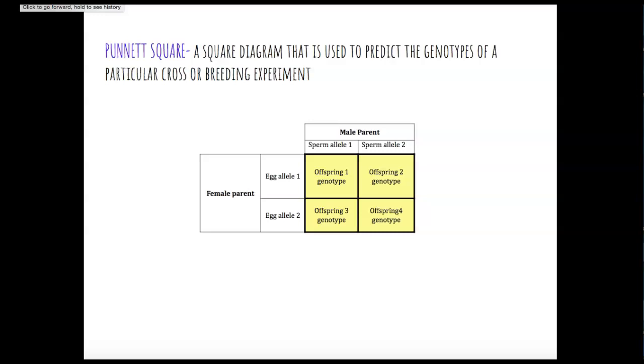A Punnett square is a diagram that we use to predict the genotypes of a particular cross or a breeding experiment. In a Punnett square, we take the two alleles for each parent and put them on the top or the side of the square, and then determine the probability of the genotypes and therefore the phenotypes of their offspring. When we construct a Punnett square, it does not matter if the female or the male is on either side. They can be interchanged as long as we have the full genotype for that gene, both alleles. We can then use that information to determine the genotype and then the phenotype of their offspring.